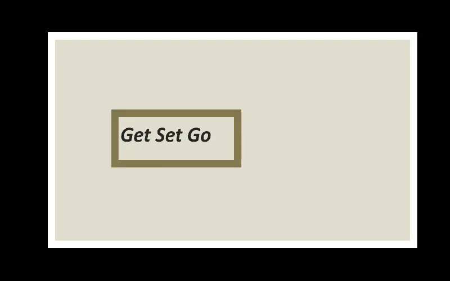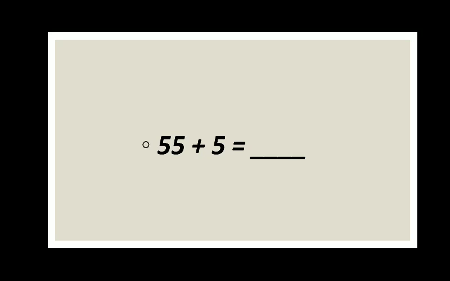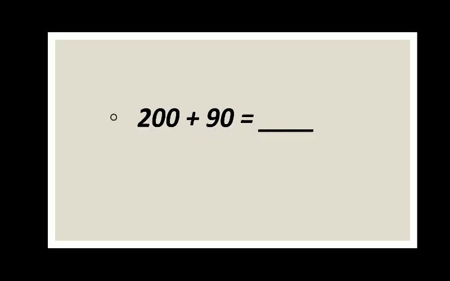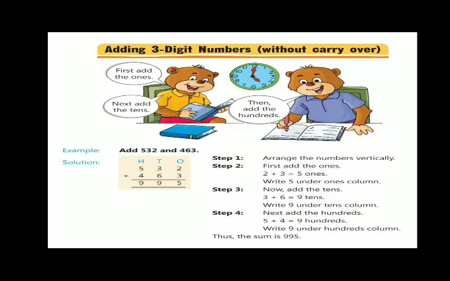So let's see how quickly you can solve these sums. 55 plus 5, 60. 200 plus 90, 290. Now let's start with the addition of three-digit numbers without carry.